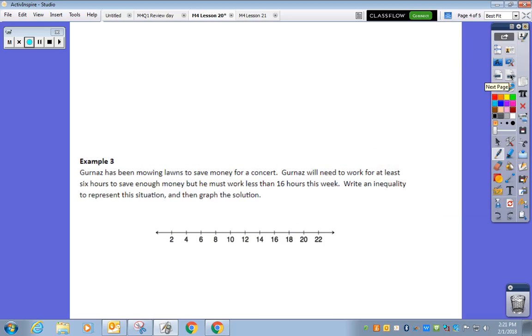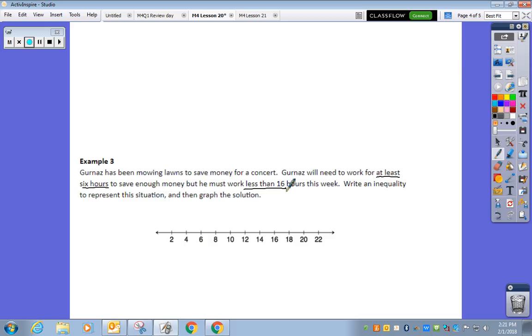In the next one, it says, Gurnaz has been mowing lawns to save money for a concert. Gurnaz will need to work for at least 6 hours to save enough money, but he must work less than 16 hours this week. Write an inequality to represent this situation, then graph the solution.